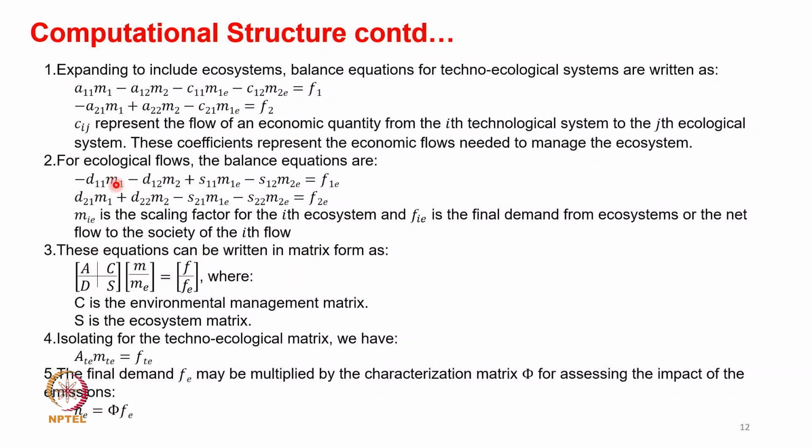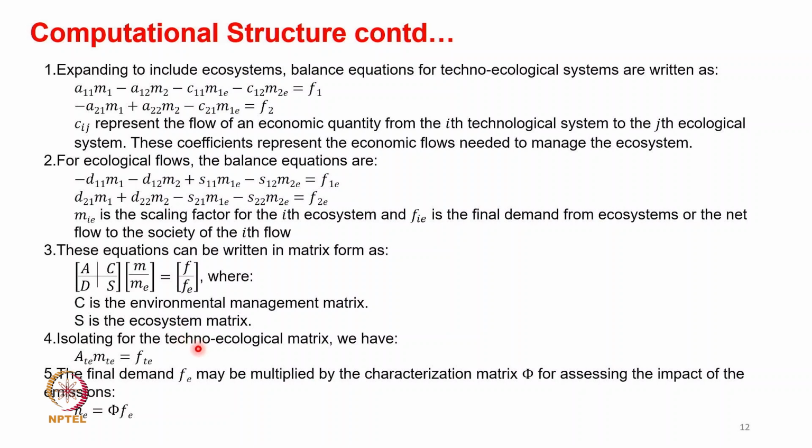So now we could integrate this together and write it in a vector matrix form. We can have a block matrix that contains A and D, which were the previous cases. We add two more blocks, C and S, and we have M. In addition to M, now we have ME, and in addition to F, we have FE. So C is the environmental management matrix, S is the ecosystem matrix, and this is now integrating all the features.